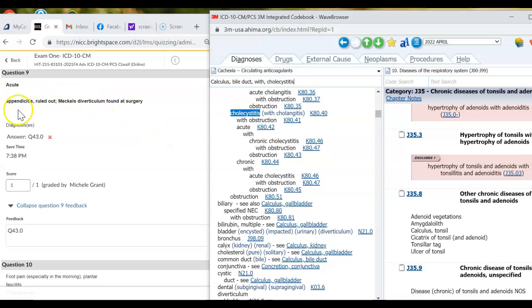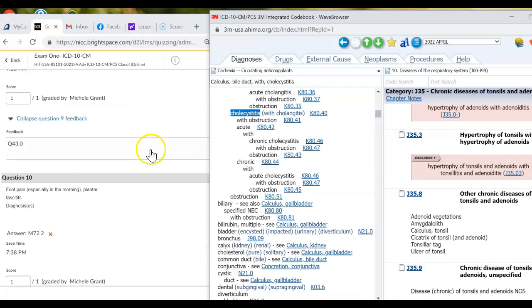Okay, this one here, we have acute appendicitis, and it was ruled out. So once it's ruled out, we do not code it. So the only code that we're going to do at this time is the diverticulum. So it should have been Q43.0.